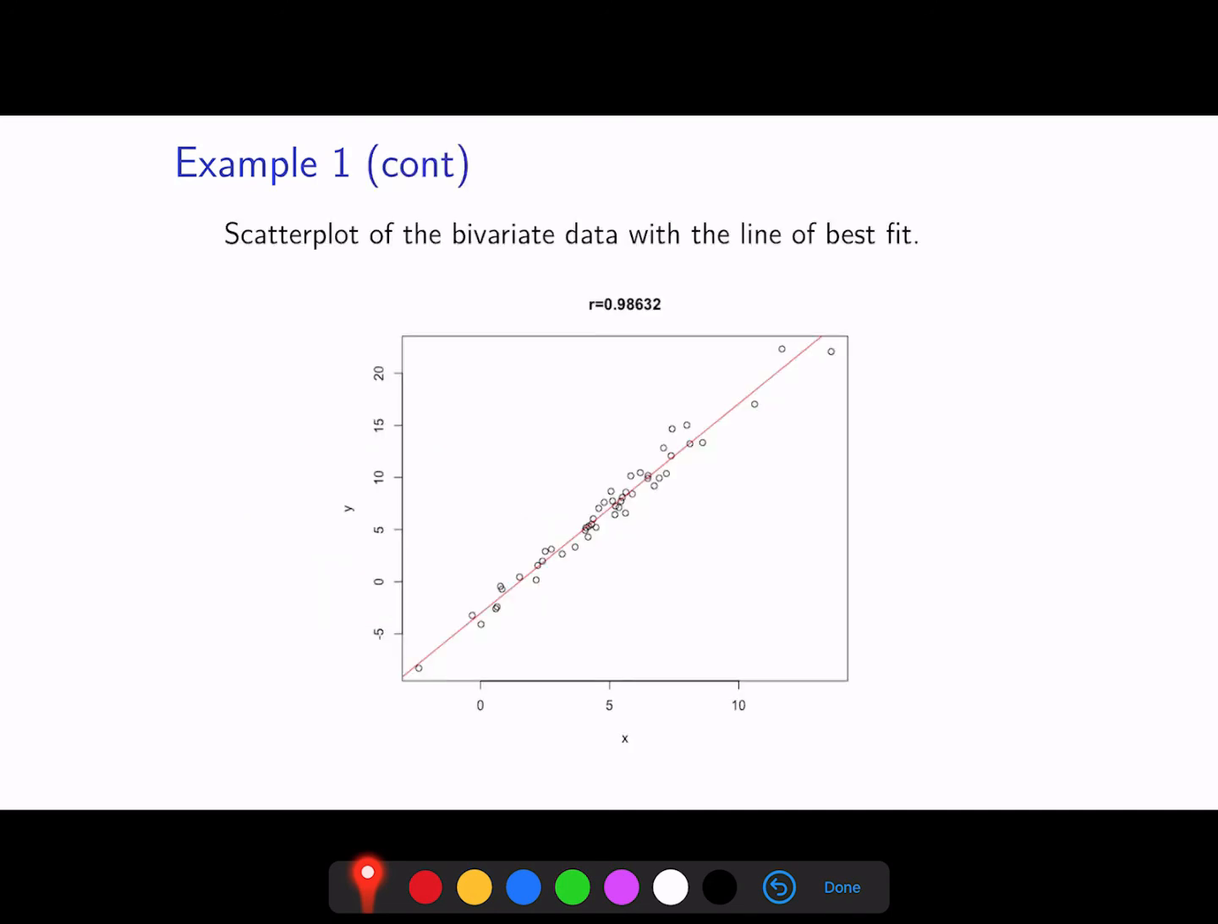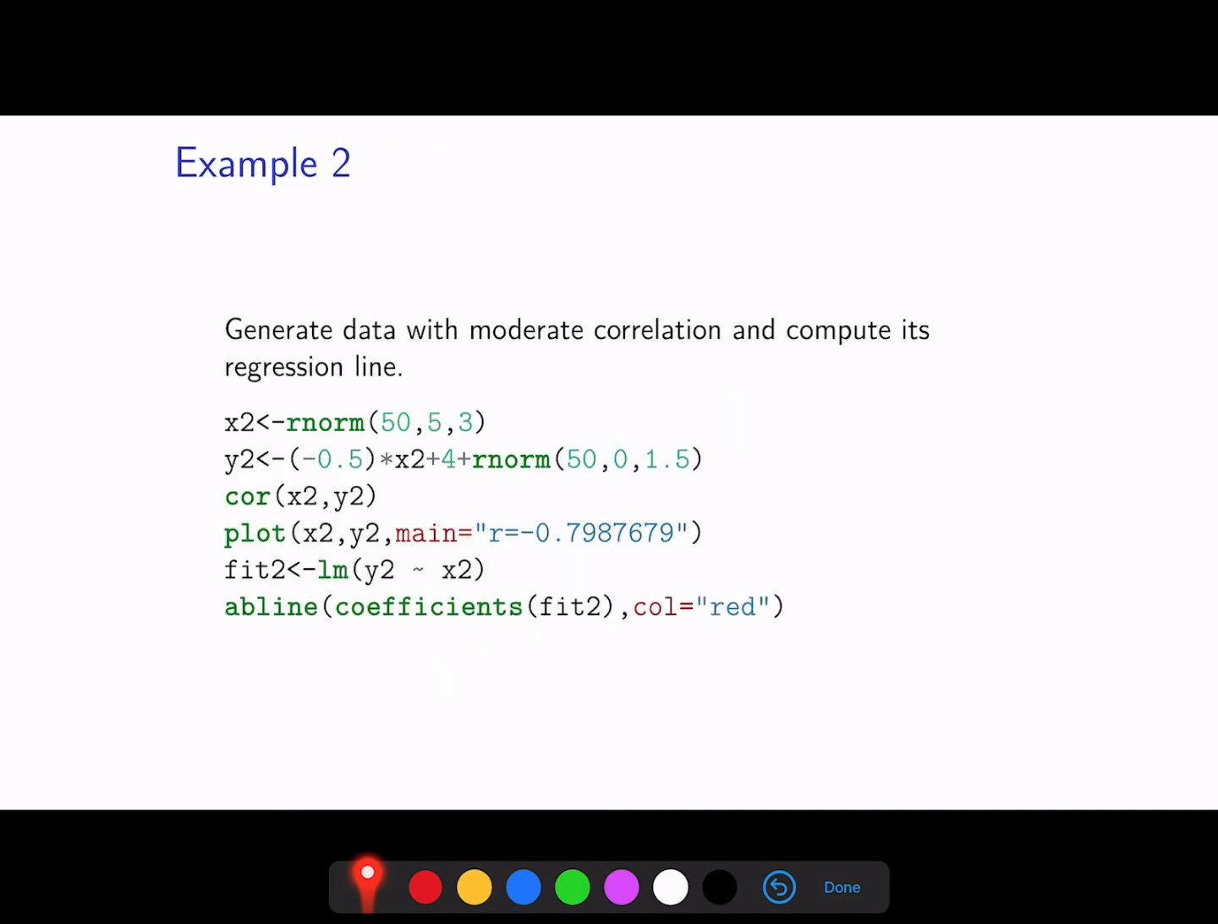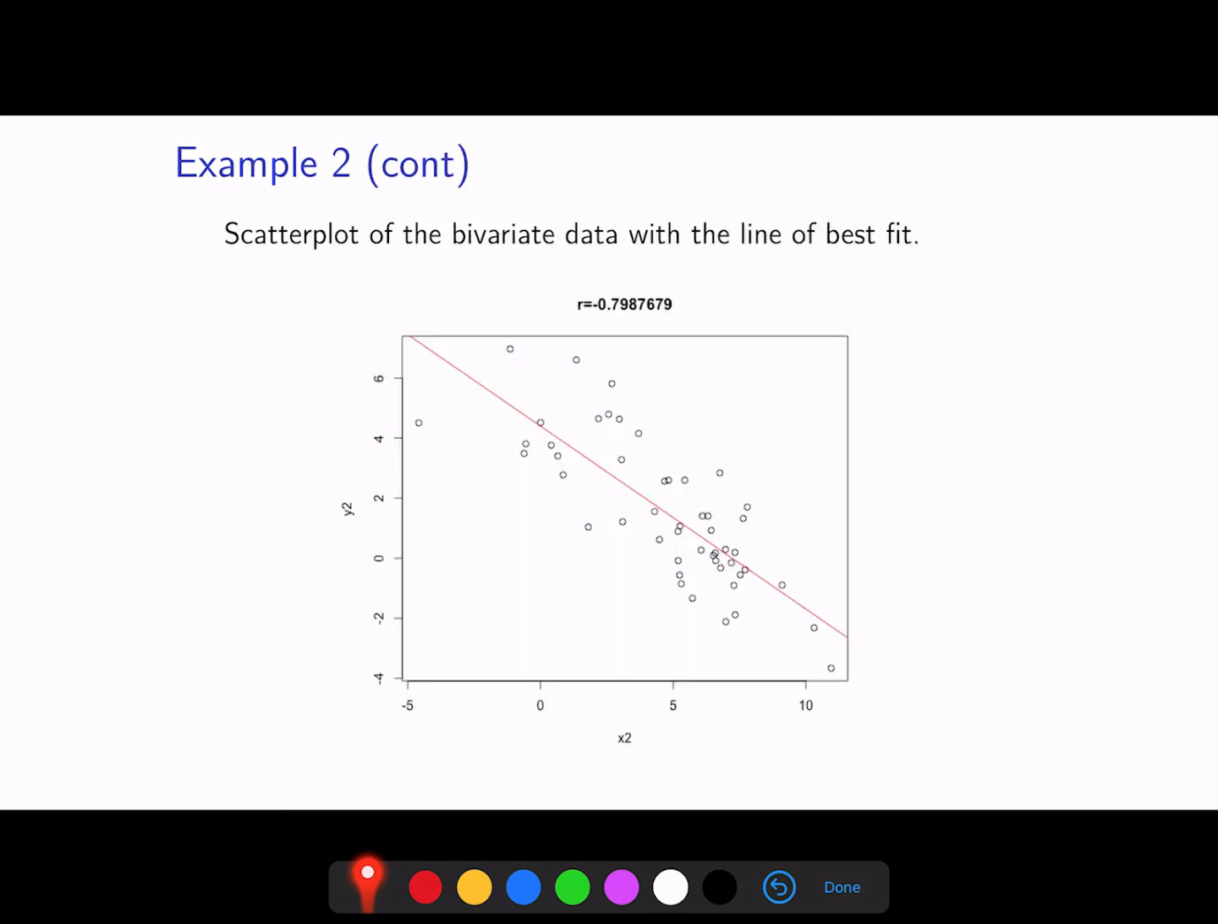So there we go. That's what we get. There's my data from the first slide along with the regression line. Here's the code for generating the second example that started out this screencast. And here's the regression line that goes along with it.